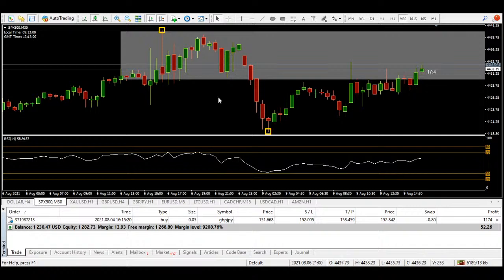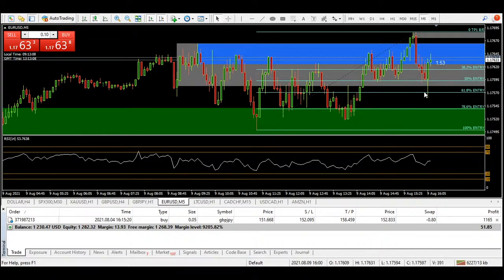Opening bell in about 17 minutes. Come back over to 0. So we got that. We did get a pin through the 61.8. We did get a bullish. Alright, we'll go ahead and get that push up now.